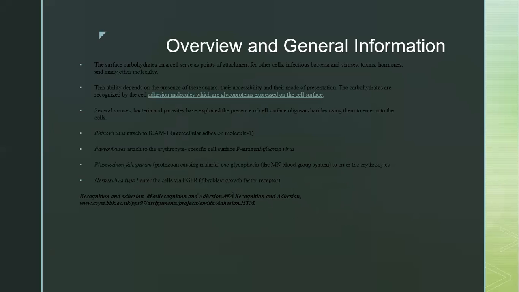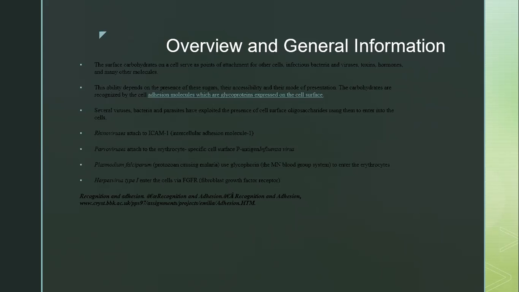This has to do with the surface carbohydrates on the cell, which serve as points of attachment for other cells, infectious bacteria and viruses, toxins and hormones, and many other molecules. The ability depends on the presence of sugars, their accessibility, and their mode of presentation. The carbohydrates are recognized by the cell adhesion molecules, which are glycoproteins expressed on the cell surface. Several viruses, bacteria, and parasites have exploited the presence of cell surface oligosaccharides, using them to enter the cells.